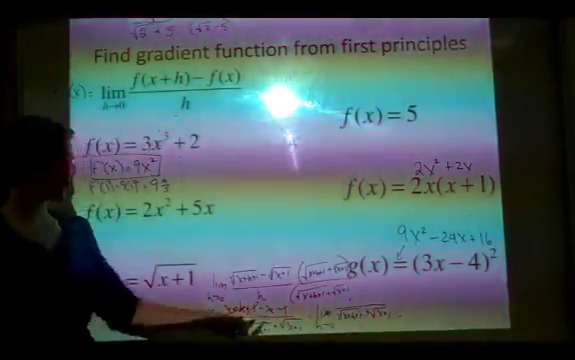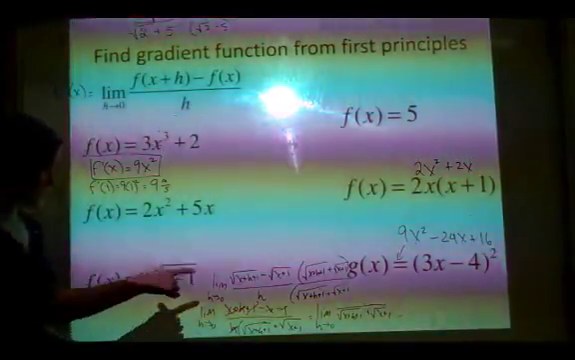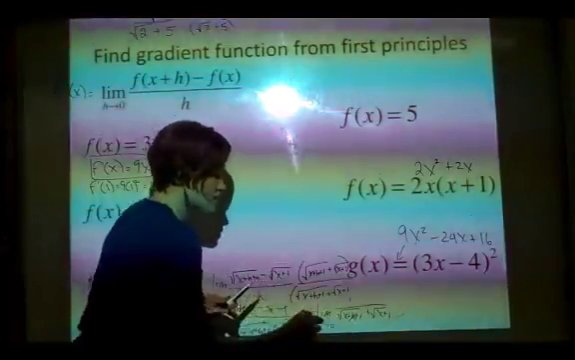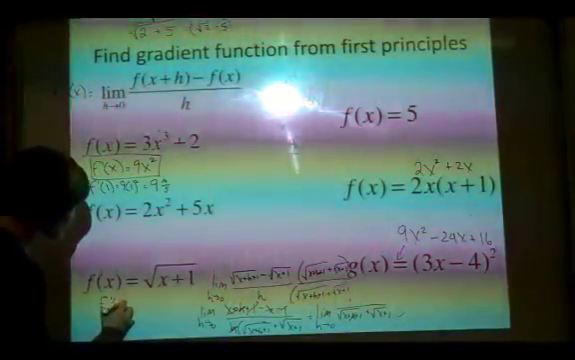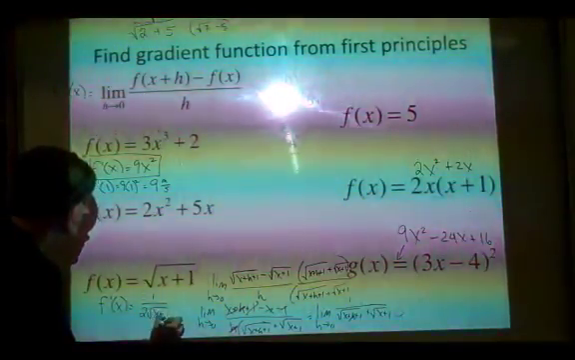If I want to evaluate that limit, can I plug in 0 for h now? Yes. When I do that, that just goes to 0. I get root x plus 1, root x plus 1. So f prime of x is equal to 1 over 2 root x plus 1.